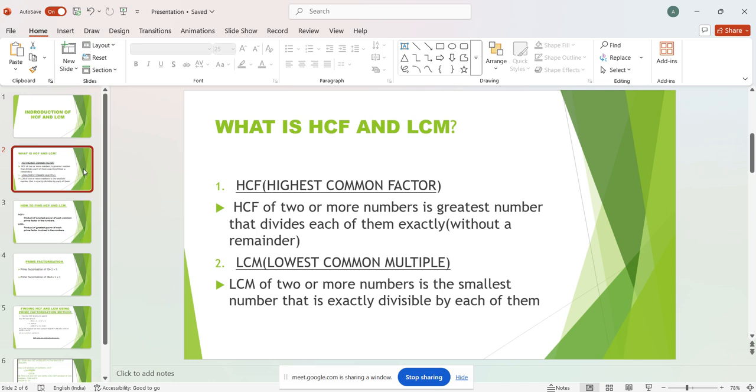HCF of two or more numbers is the greatest number that divides each of them exactly without a remainder. That is HCF, highest common factor. Then the LCM definition: LCM of two or more numbers is the smallest number that is exactly divisible by each of them. That is the definition of HCF and LCM, which you already studied in earlier years or smaller classes.